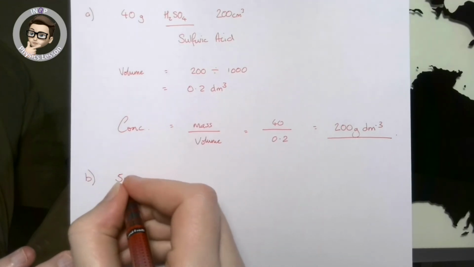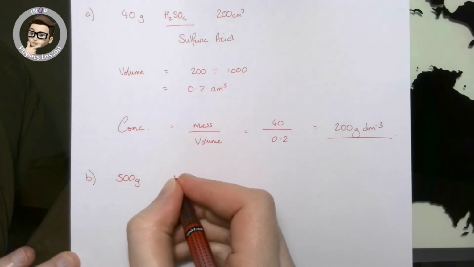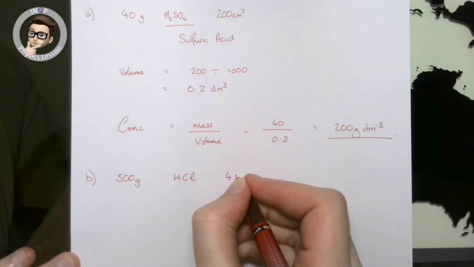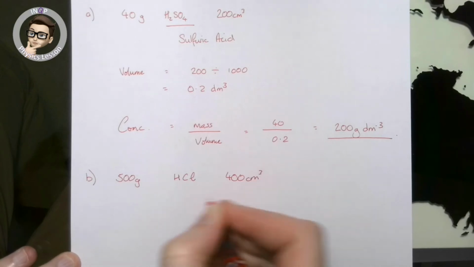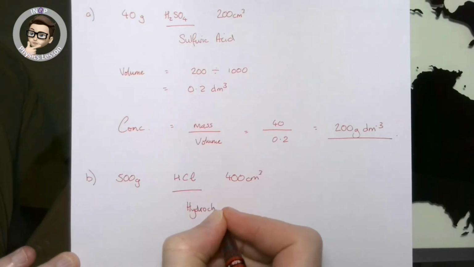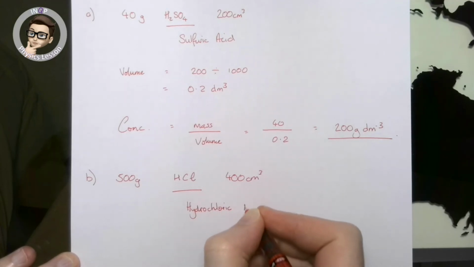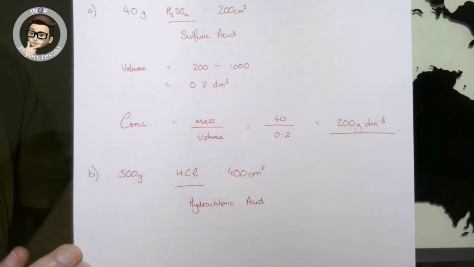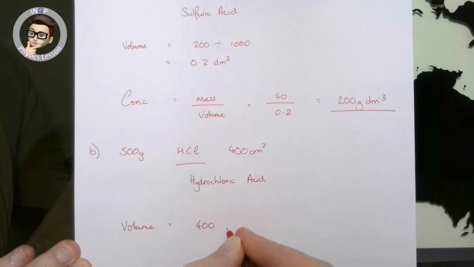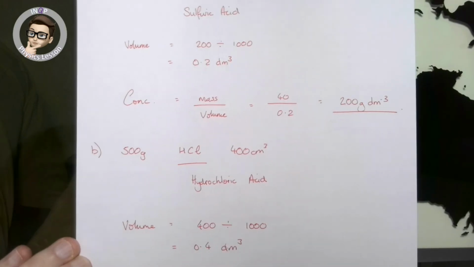Okay, part B. This time we've got 500 grams of HCl in 400 centimeters cubed of water. Well, HCl is hydrochloric acid. So hopefully you managed to remember that one. Our volume again is in centimeters cubed, so we need to deal with that. So volume is going to be 400 divided by 1000, which is going to give us 0.4 dm cubed.